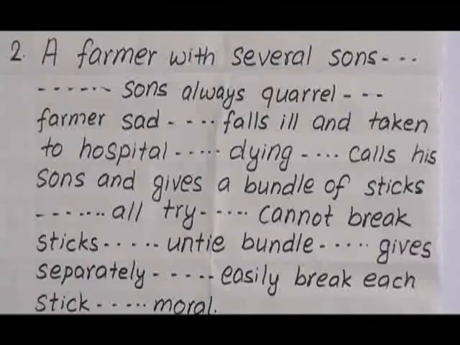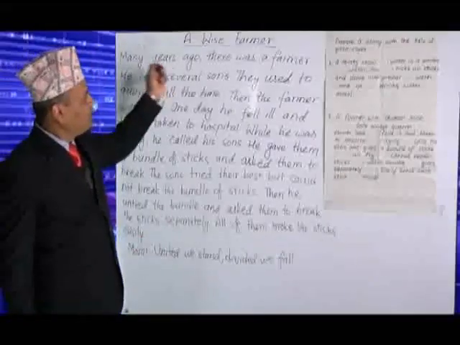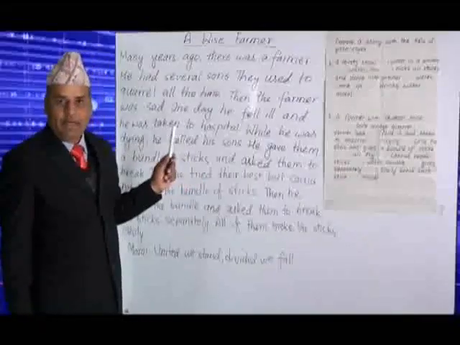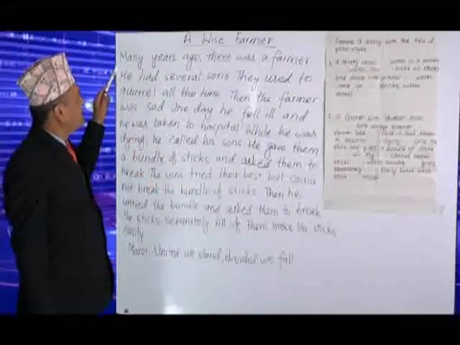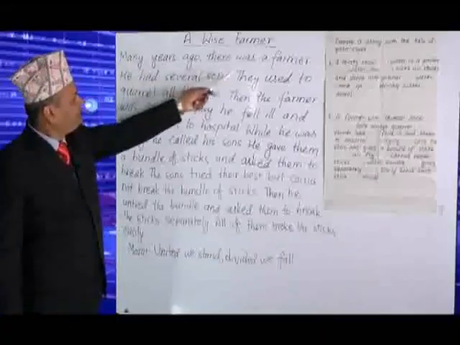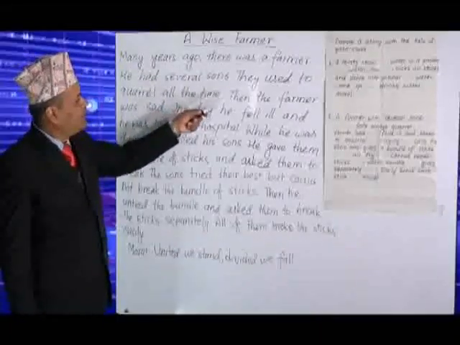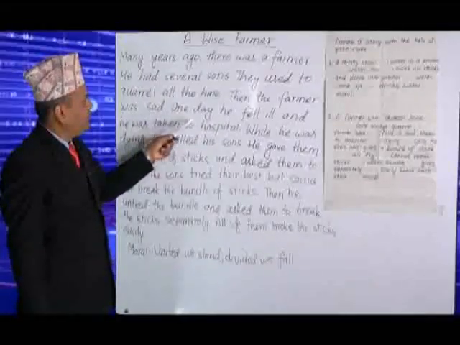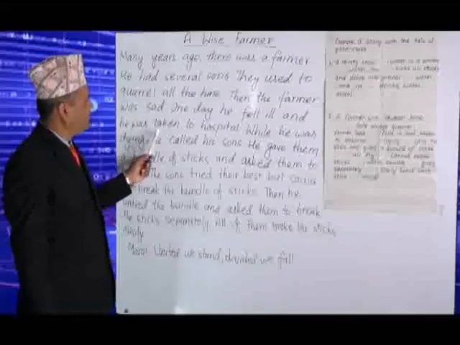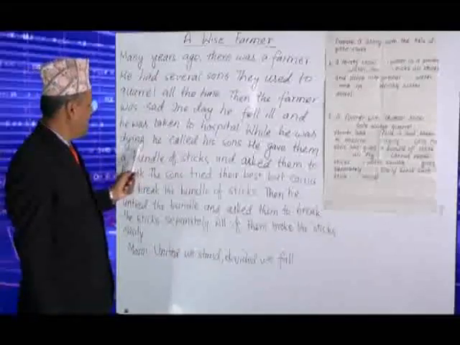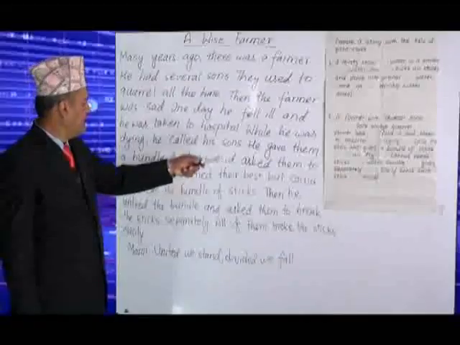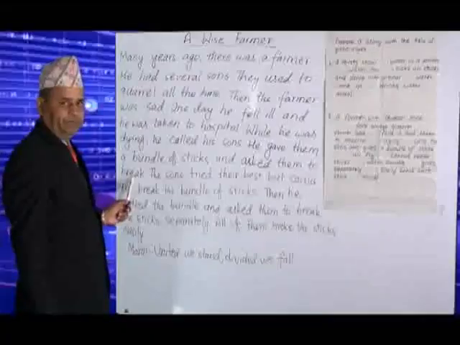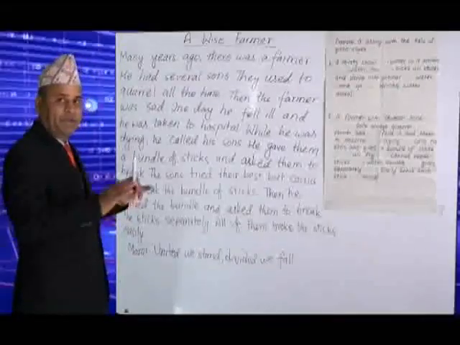Let me repeat the story once more. Here, a wise farmer is a suitable title for the story. The story begins like this. Many years ago, there was a farmer. He had several sons. They used to quarrel all the time. Then the farmer was sad. One day, he fell ill and was taken to hospital. While he was dying, he called his sons. He gave them a bundle of sticks and asked them to break the bundle together.